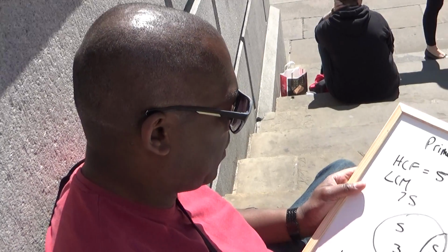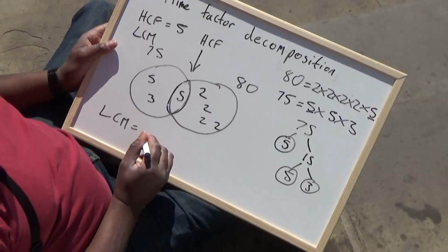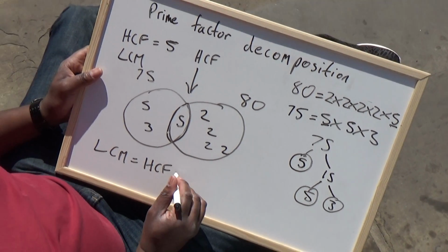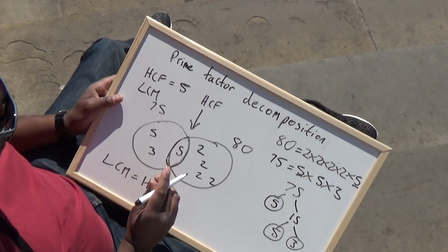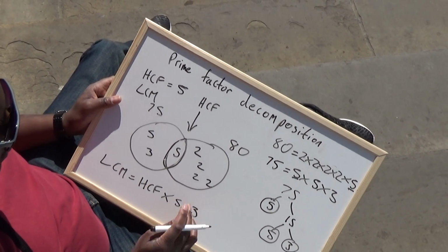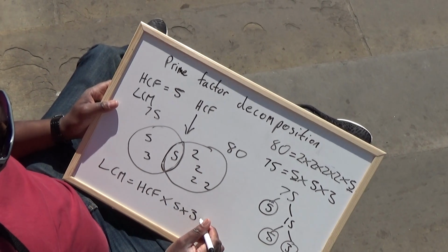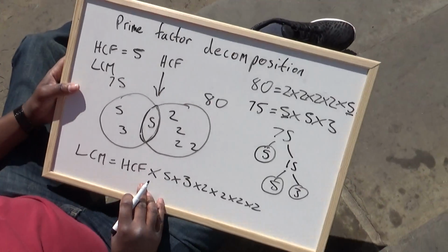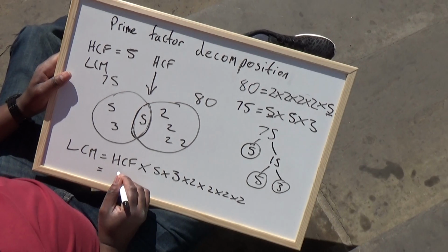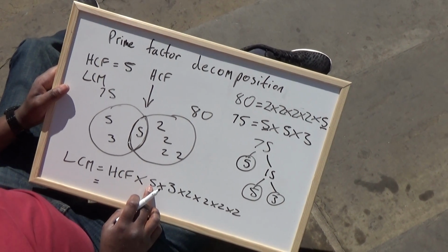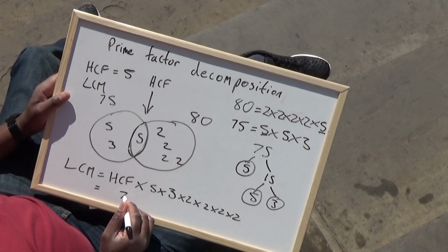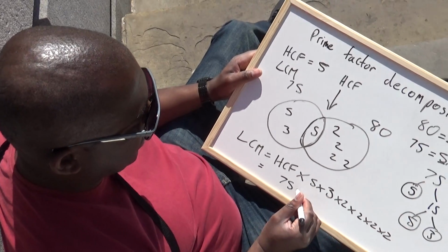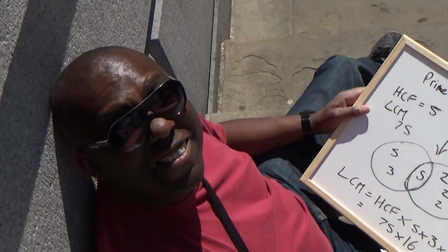The lowest common multiple is your highest common factor times all the other numbers together that you haven't used. So I haven't used here 5 and a 3, and now I've got to multiply those numbers as well. So that'll be times 2 times 2 times 2 times 2. Right, so my highest common factor is 5, so it's going to be 5 times 5 is 25, times 3 is 75, so I can put that there. And then it's going to be 2 times 2 times 2 times 2, which is 16. So now I've got to work out 75 times 16.